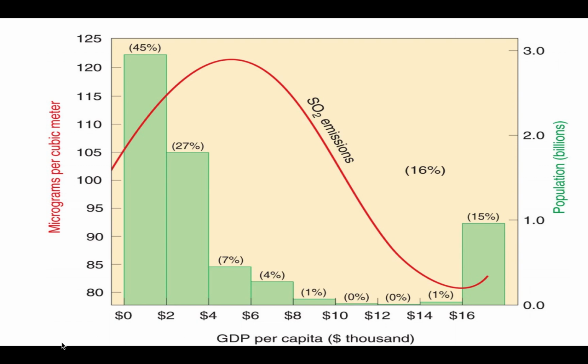As we see GDP per capita increases, we see the biodiversity decline.